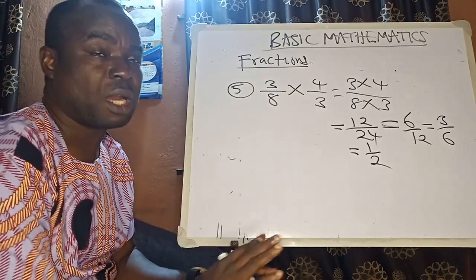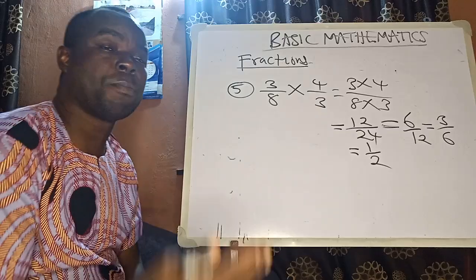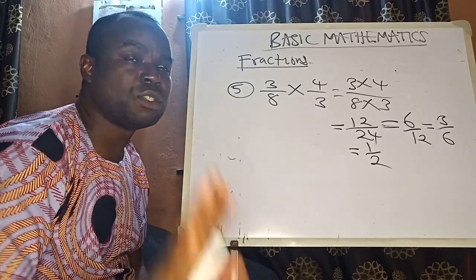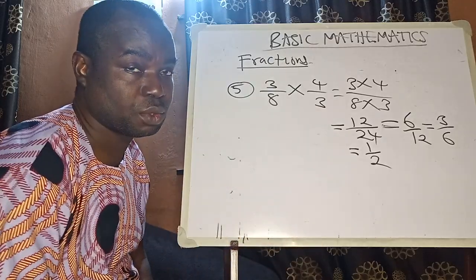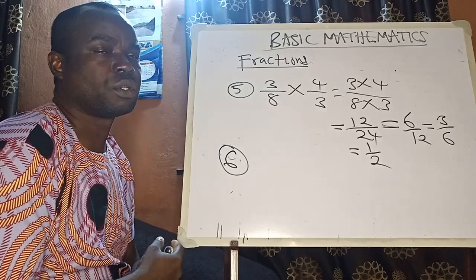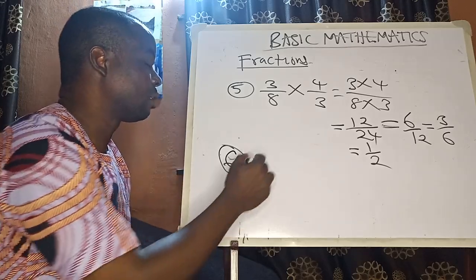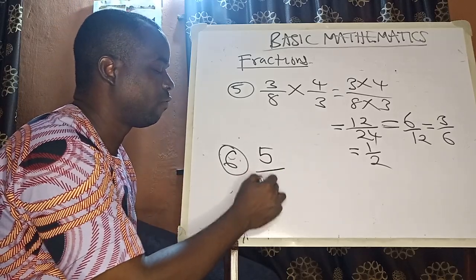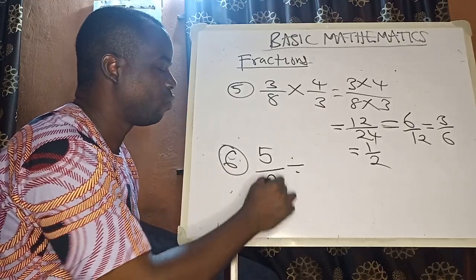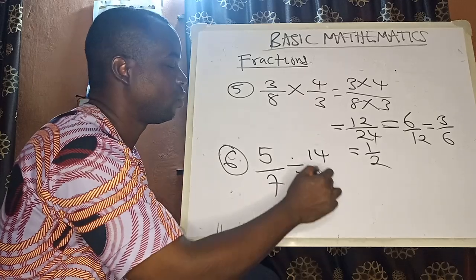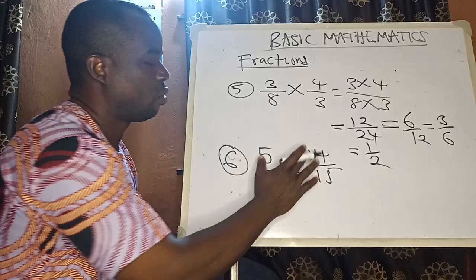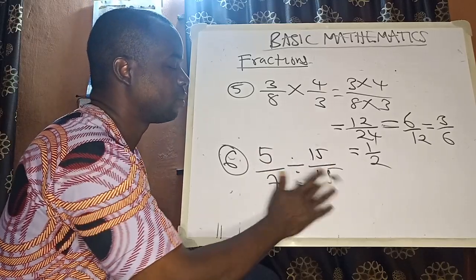Just make a copy of this formula, how to multiply. We will come back in next video to do applied questions on this. But this is to let you know how to multiply fractions. Then finally, for division, how do we do division? Let us use 5 over 7 divided by 15 over 14.